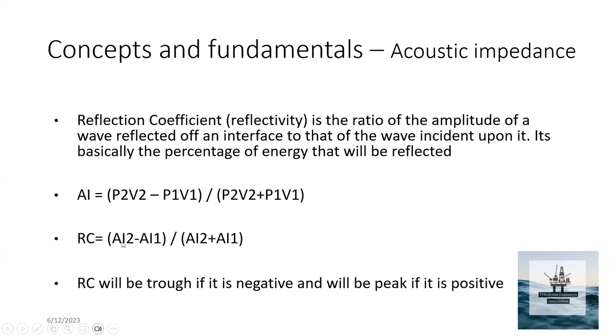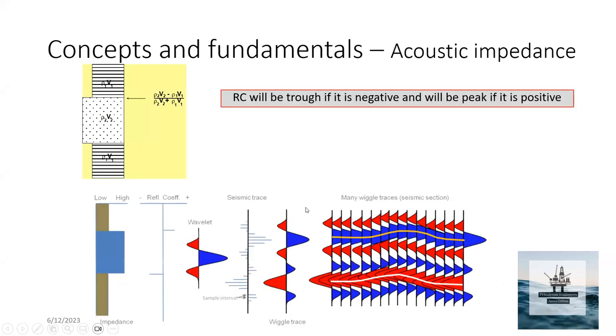So the reflection coefficient will be equal to the acoustic impedance of the second layer minus the acoustic impedance of the first layer, divided by the acoustic impedance of the second layer plus the acoustic impedance of the first layer. So RC will be a trough if it is negative and will be a peak if it is positive. Okay, let me explain it again on this display.